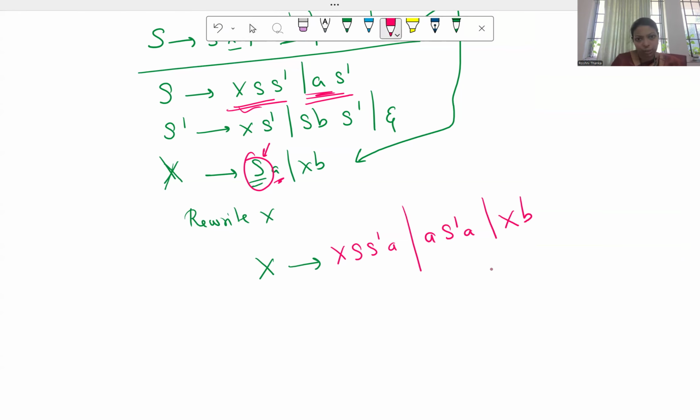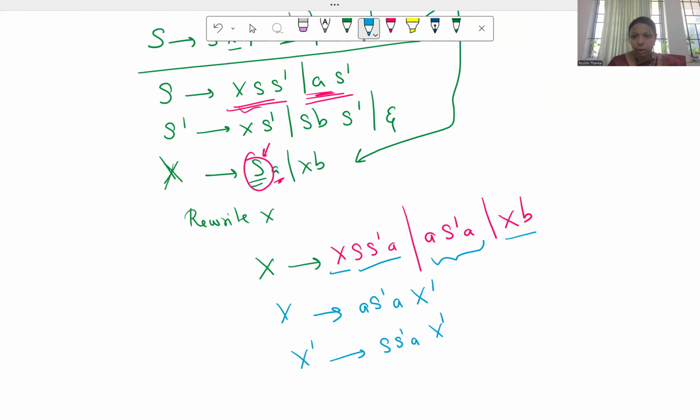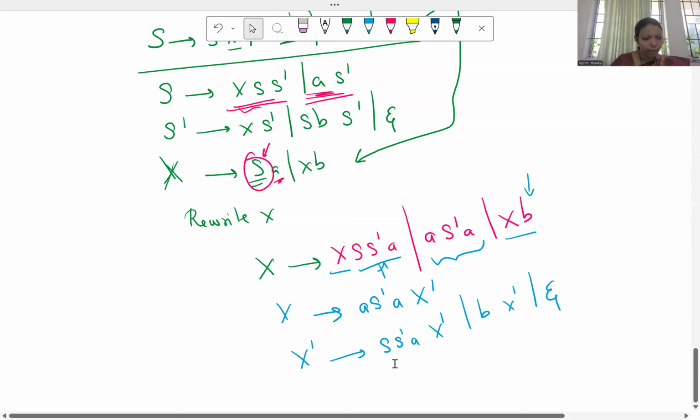Now, if you see here, you have a left recursion. Where are the places you have left recursion? Here I have and here I have. So how will I rewrite? X tends to take the other production which is not starting with X. So A S dash A and then X dash. Now I have to say what X dash is. The remaining things here: S S dash A X dash, also this one, B X dash, and epsilon. Right? So the remaining things other than X I have to write. So this is the new production for X.